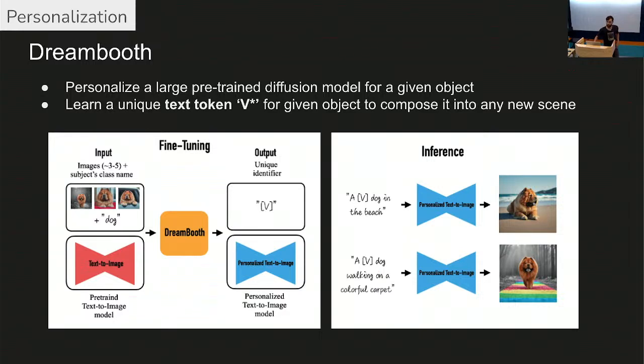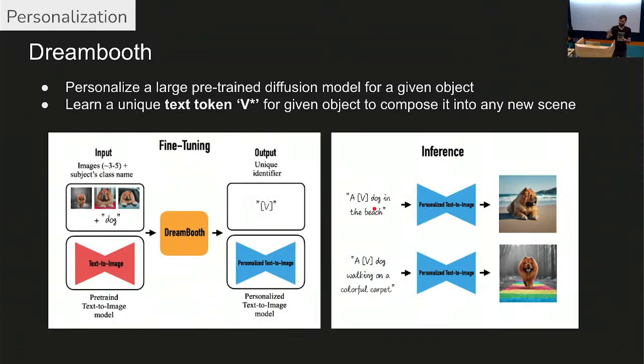Yeah. So the idea is, if you just train it with this prompt of V dog doing something with your 3 to 5 images, the model will overfit to these images. Right?